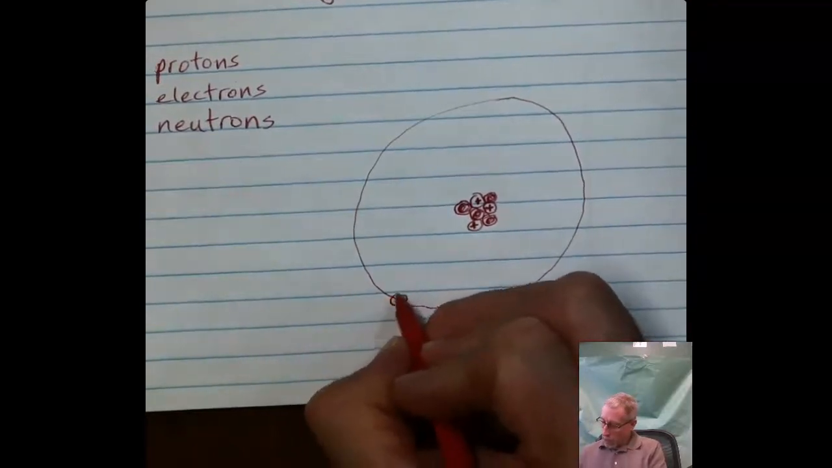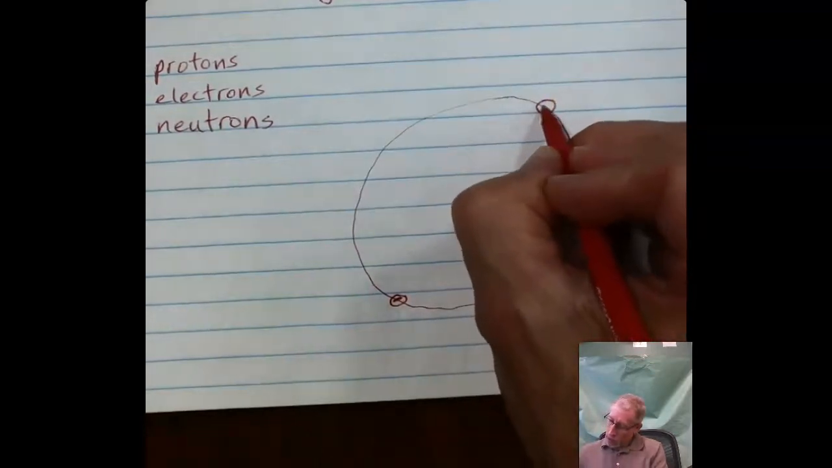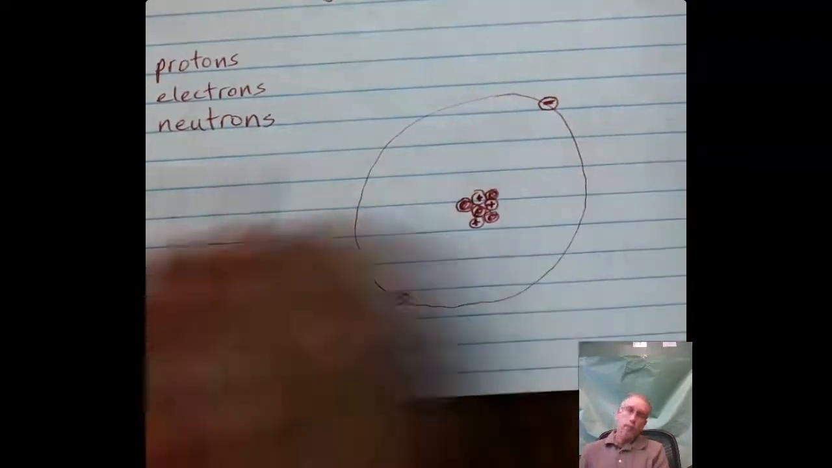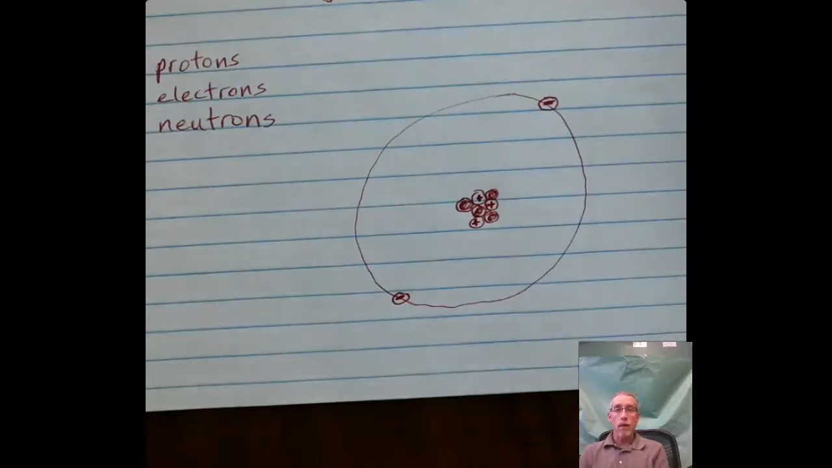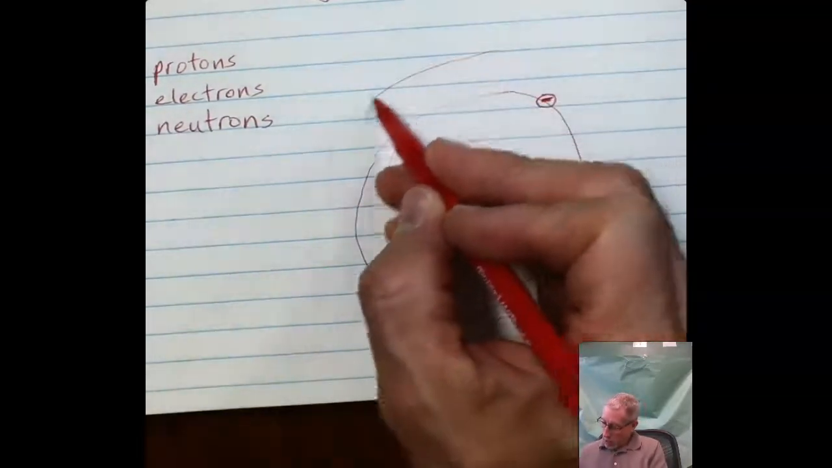And let's put a couple of electrons there. So here's one. There is a reason I'm only putting 2. Turns out that the energy level that's closest to the nucleus can't have any more than 2. So it either has 1 or 2 in it. And then we'll put another energy level out here.